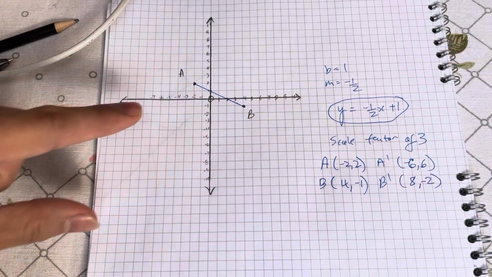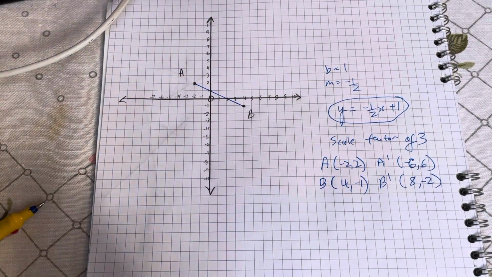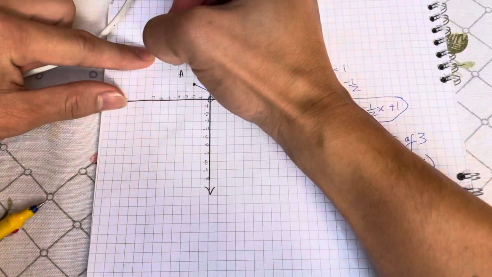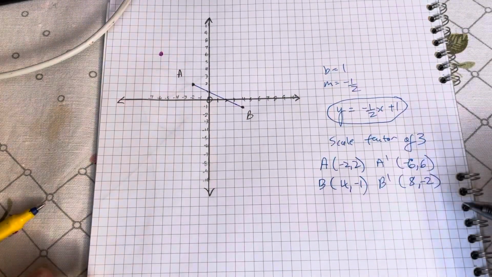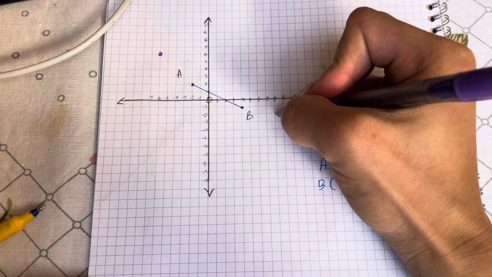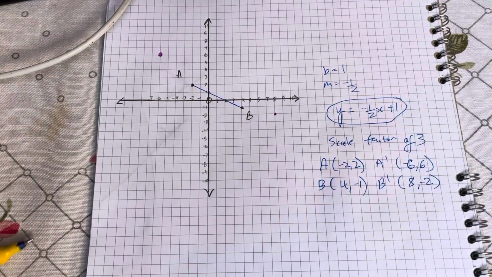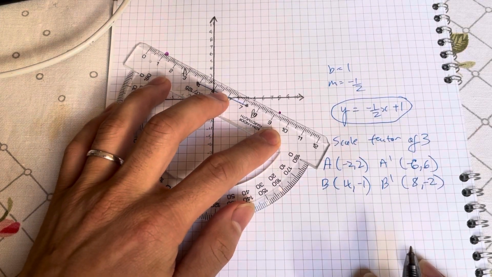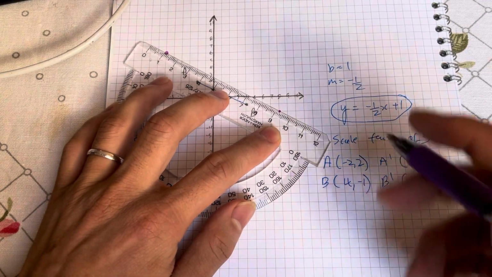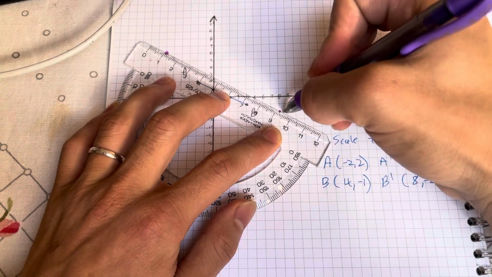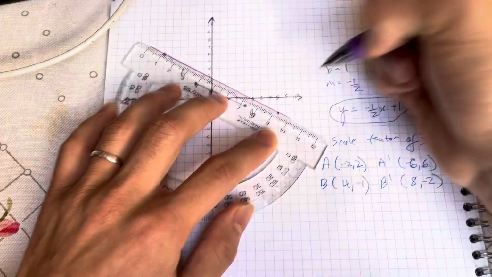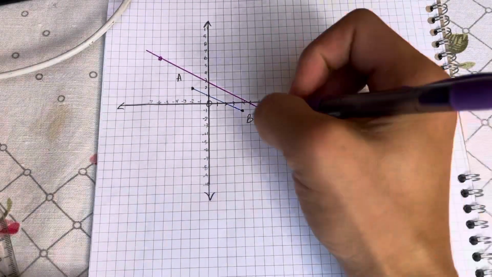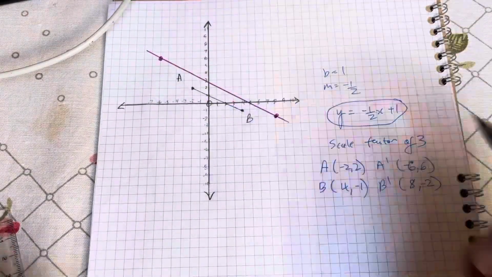So let's see what happens when I graph this, okay? Negative 6, 6 would be all the way up here, and then 8, negative 2 is going to be all the way down here. What do you guys predict is going to happen? Well, I'm going to connect these two purple coordinates, and you can see something interesting happens. Oh, and I shouldn't have extended it. I should have stopped here and stopped here.